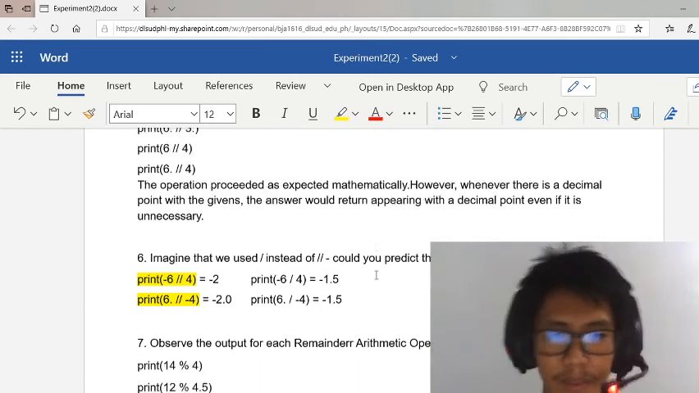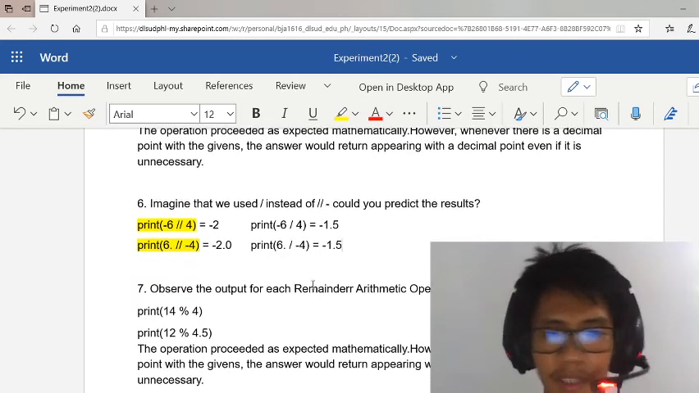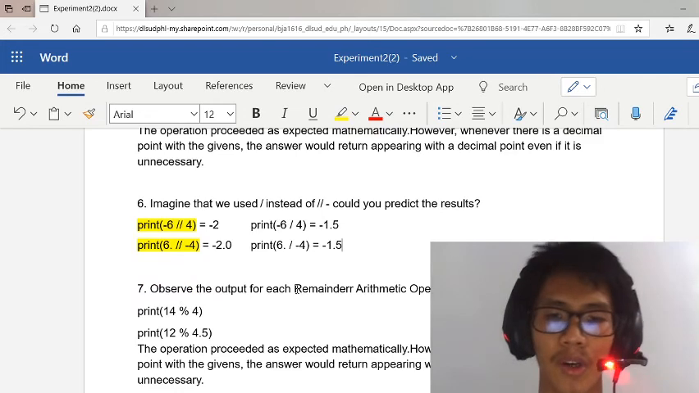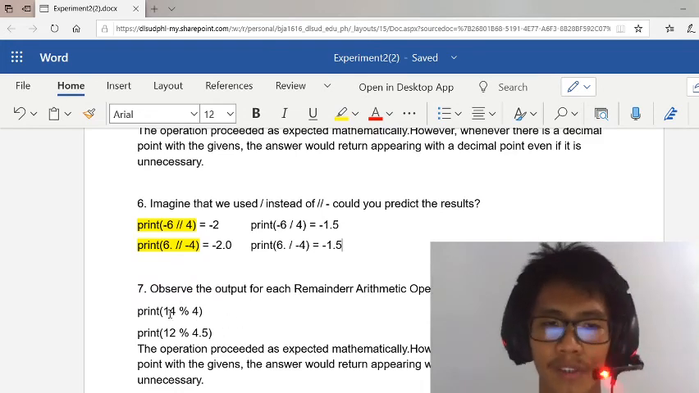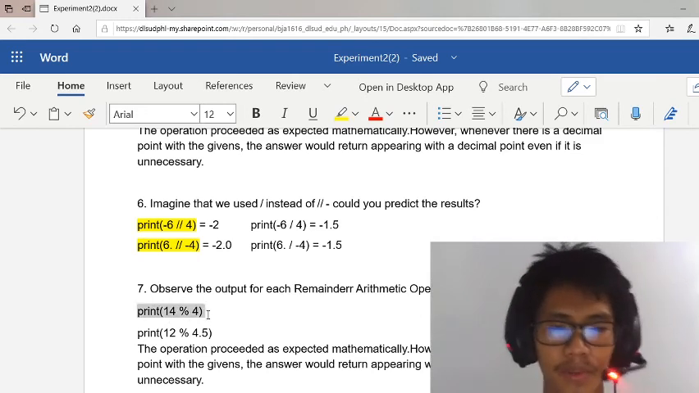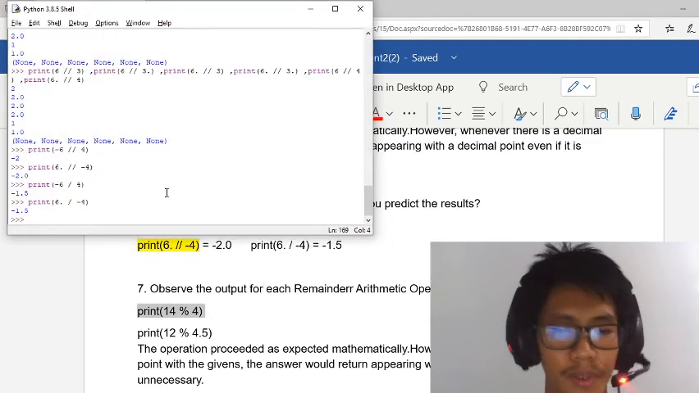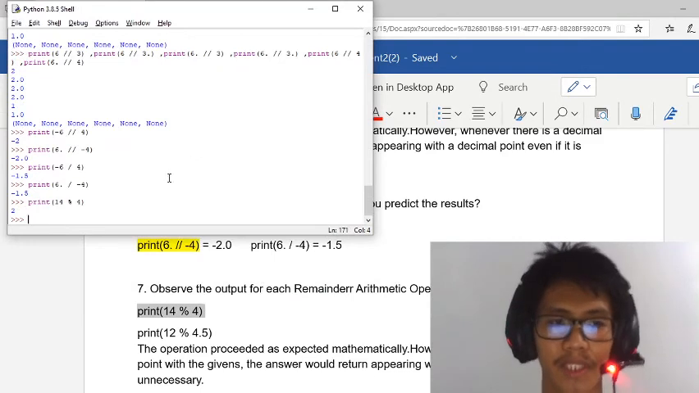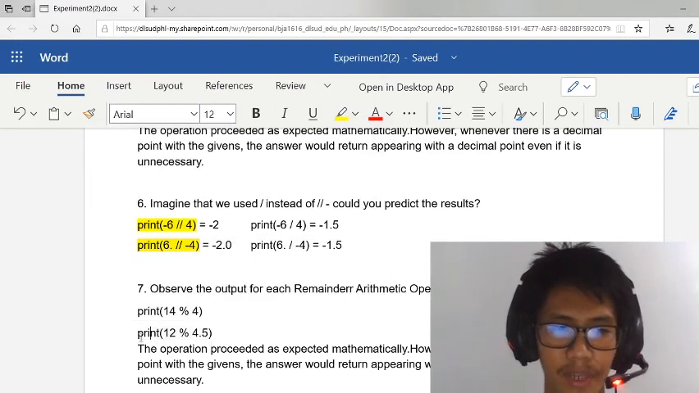to that fraction or decimal number. So number 7, let's observe the output for each remainder arithmetic operation. For this, the percent represents the remainder operation, which only gets the remainder out of these numbers if these numbers are divided with each other. So 14 divided by 4 would be, of course, 3 remainder 2. So knowing that it is a remainder arithmetic operation, it should be 2, and no decimals in here because the given has no decimals.